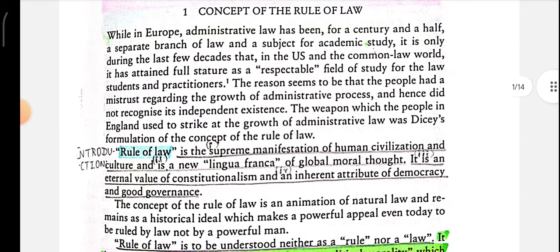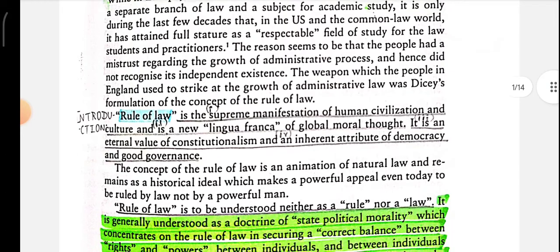Okay, the introduction of rule of law is like this: rule of law is the supreme manifestation of human civilization and culture, and is a new lingua franca. It means of global moral thought. It's a type of language. It is an internal value of constitutionalism, and an inherent attribute of democracy and good governance.